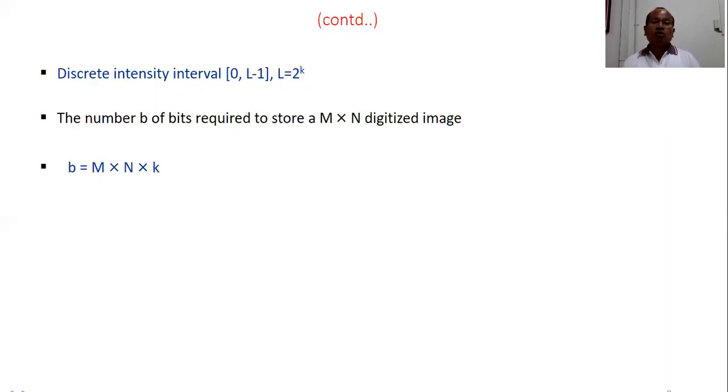So here it is 0 to L minus 1, 0 to, for example, k is 8. Generally in a black and white image, 8 bits are required to store 1 pixel. 8 bits are required to represent the intensity of 1 pixel. So in that case, what will be the range of intensity values? 0 to 255. What is the meaning? All the values of pixel intensities will lie between 0 and 255.